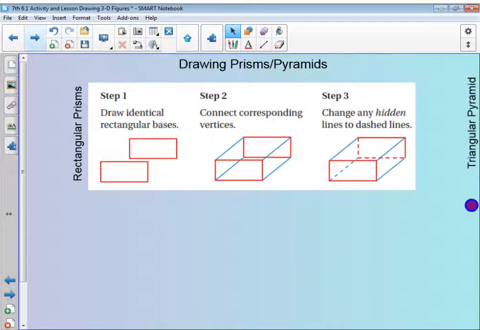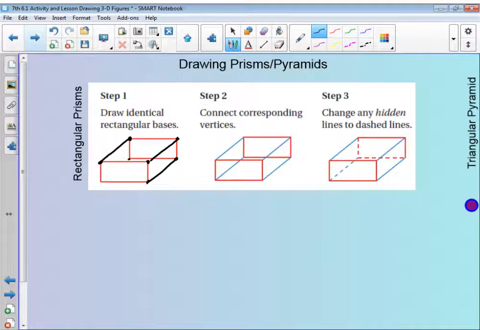Corresponding are the same points on each of those figures. So you'll notice that here in step one, I went ahead and drew out my rectangles. And then in step two, I'm connecting the corresponding vertices. So what does that mean? It means that I'm connecting the same points on each rectangle. Top right corner corresponds with that, bottom right corresponds with that, and bottom left corresponds with this.